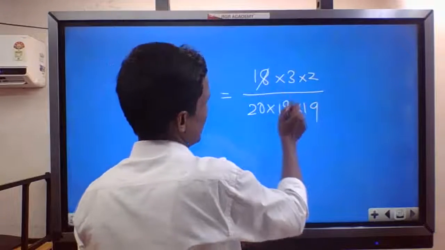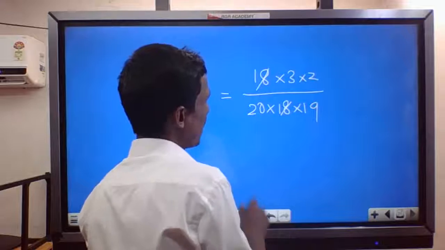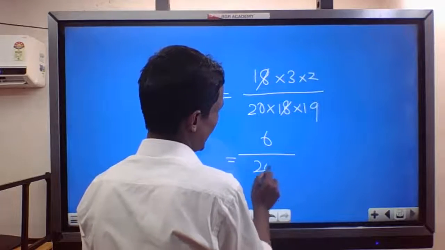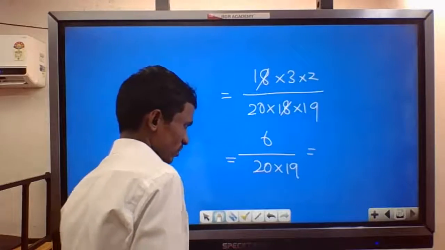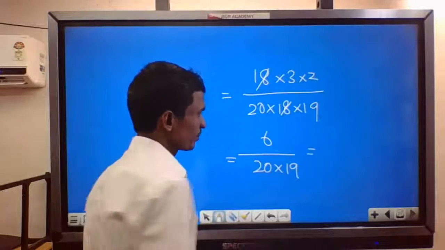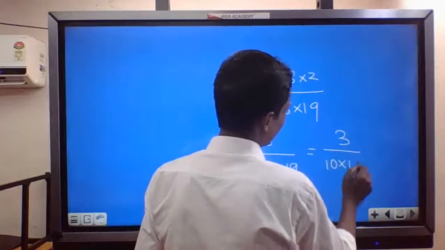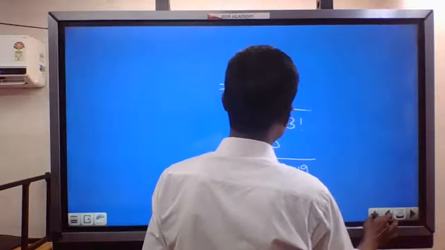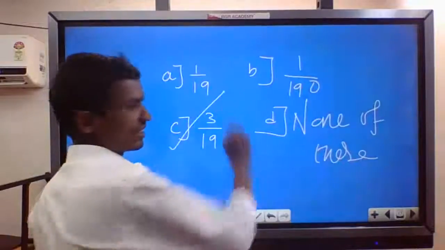So 18 cancels with 18. We get 6 divided by 20 into 19, and then 3 divided by 10 into 19. Therefore 3 divided by what? 190. What's the option? So it is option C.